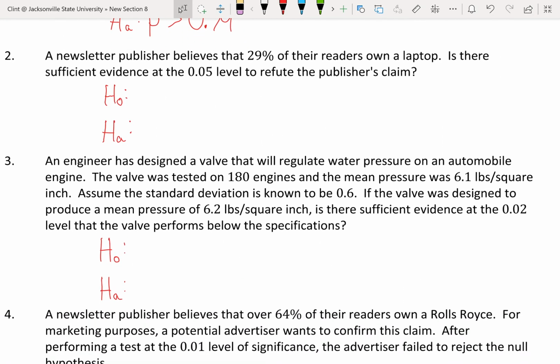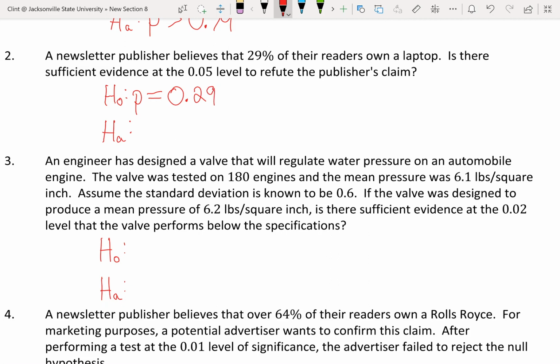It says a newsletter publisher believes 29% of their readers own a laptop. This one's worded a little different. It says, is there sufficient evidence at the 0.05 level to refute the publisher's claims? That means to prove them wrong. So the publisher here thinks that P is 29%. If that's the part you're picking up on first, that would be that P equals 29%. Since that has equals in there, that has to be the null hypothesis. So the null hypothesis is 0.29.